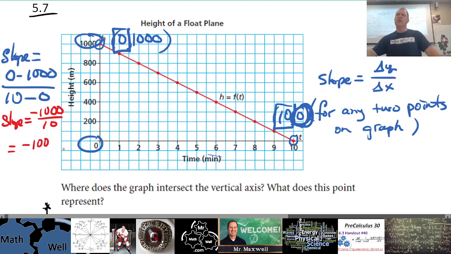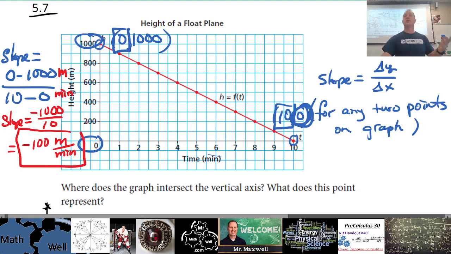And what would the units be? Because the units are pretty important, right? What are the units? The y units are meters, because this is meters up here. And the x units are minutes, because this is minutes down on the bottom. So negative 100 meters per minute is the rate of change, or the slope of this line. Everybody see that?